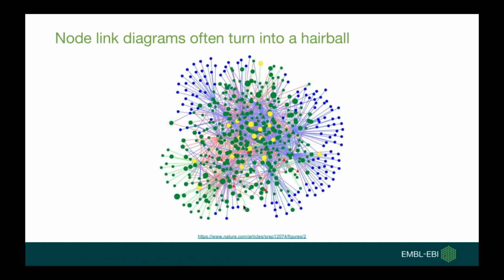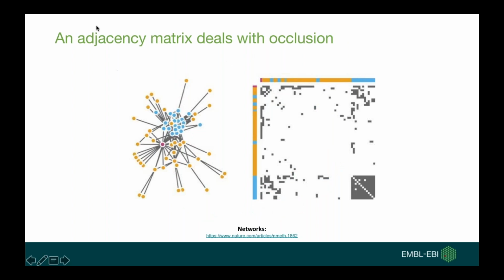Another particularly troublesome aspect of visualization is node link diagrams. These often become hairballs, and you see a lot of lines overlapping and also items hiding each other. One way to deal with occlusion is by forming an adjacency matrix. So what happens in this case is that each node becomes a row and a column, and then the connections between the nodes are shown by the shaded areas. So this gives rise to patterns like this one.